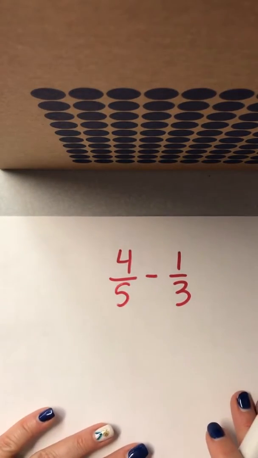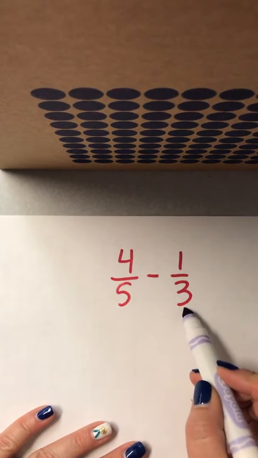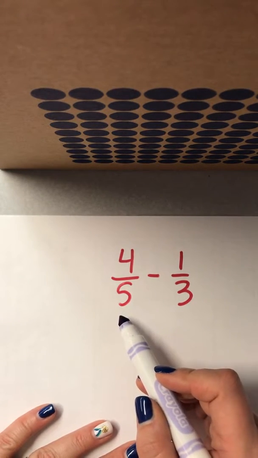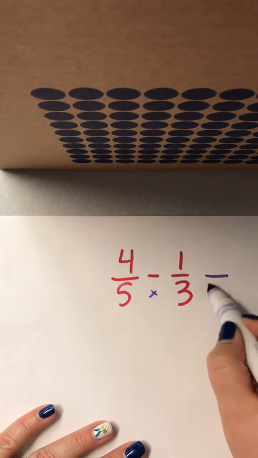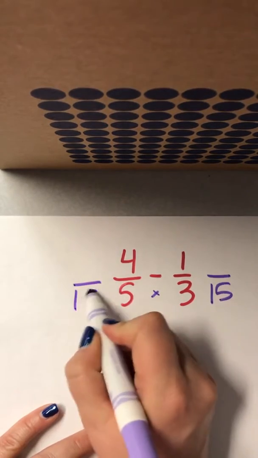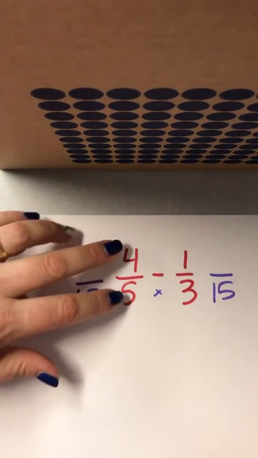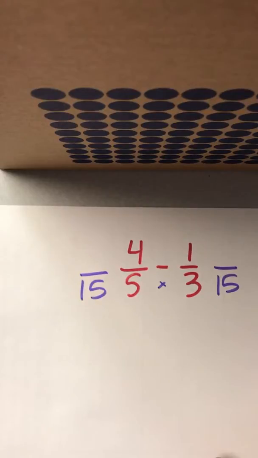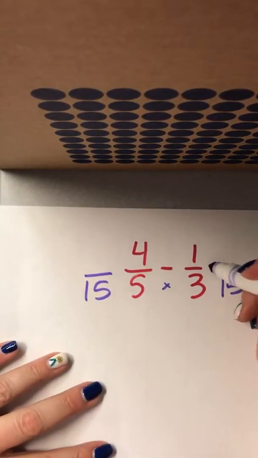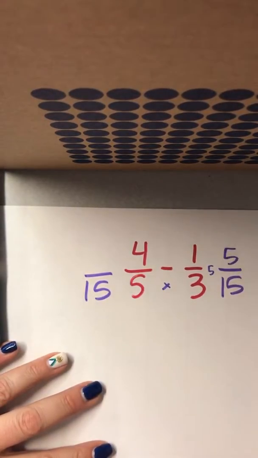Okay, now we're subtracting. So I look at this and say, can I change a 3 into a 5? Is 3 times something 5? No. So I'm going to do 5 times 3. And I'm going to make my denominator 15. 15's not too big. Also, if we look at this, neither of these can be simplified anyway, so we're going to leave it 15ths. So 3 times 5, so 1 times 5 is 5. So 1/3 is the same as 5/15.